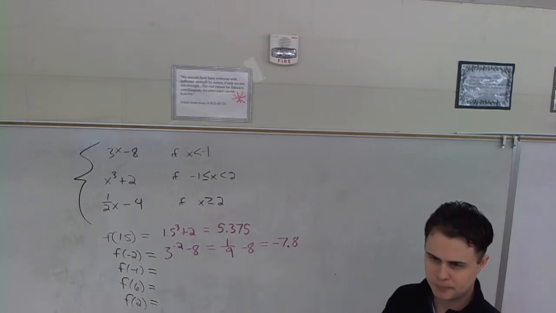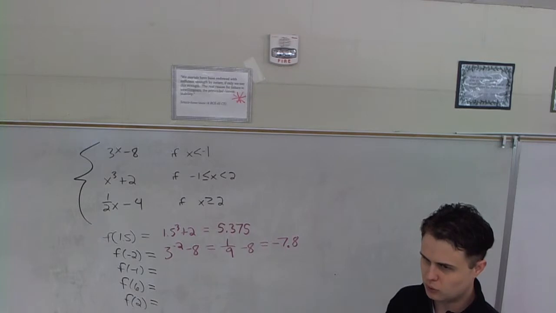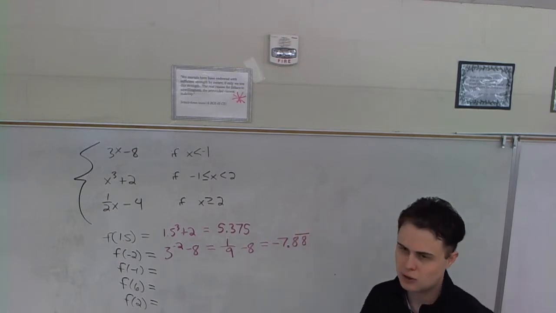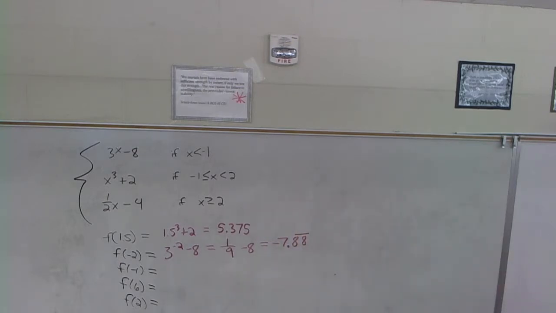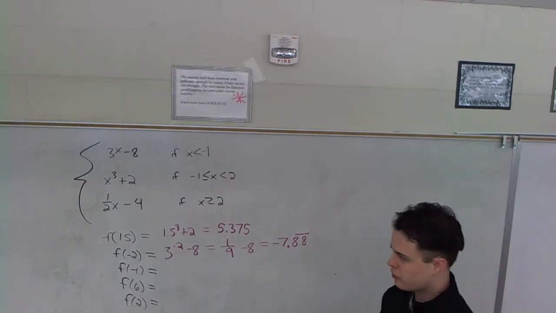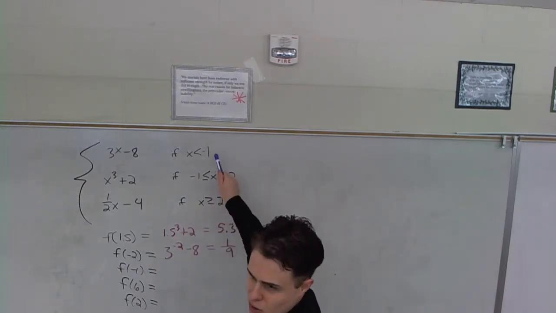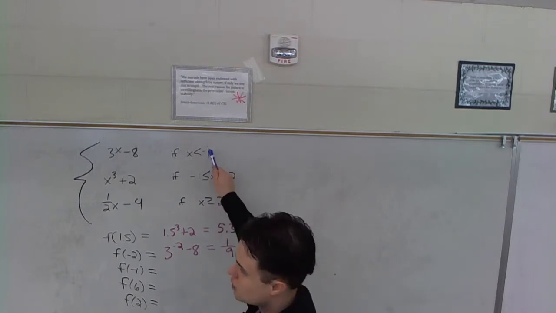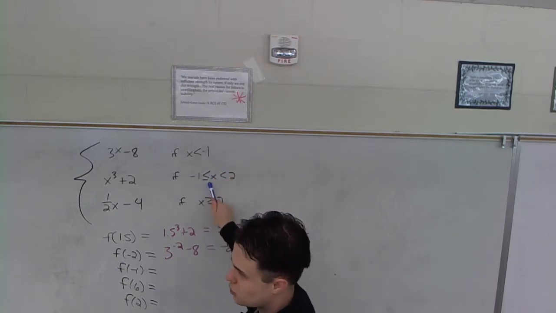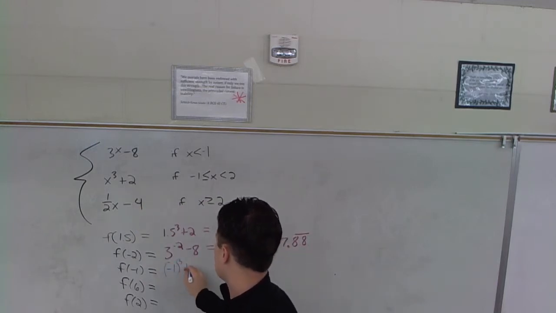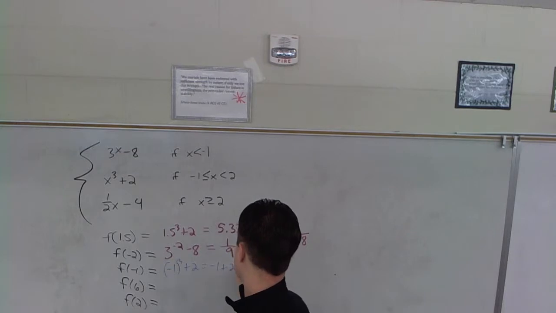What? Oh, what do you have, John? Like that? Okay, sweet. Okay, -1. We've got to think about, all right, where's -1 fit in? What do you guys think? Which piece? Negative x cubed. This piece, because it's equal to -1 on that edge. So I'm going to go -1 cubed plus 2. That's -1 plus 2. That's 1.